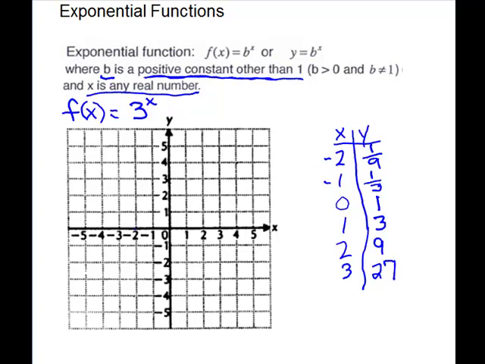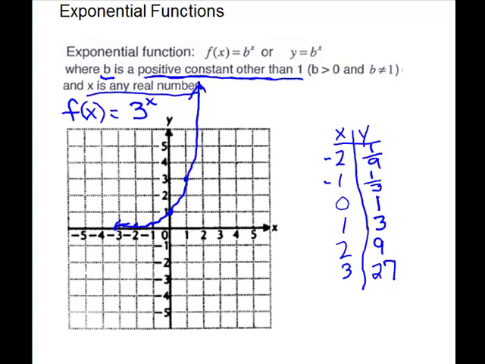So we have negative 2 and 1/9, so just a tiny bit above the axis. Negative 1 and 1/3. 0, 1. 1, 3. 2, and we're going to be at 9. 6, 7, 8, 9. And that's as much as we're going to get on here. So again, towards the left, you're going closer and closer to the x-axis, and you're climbing really fast.